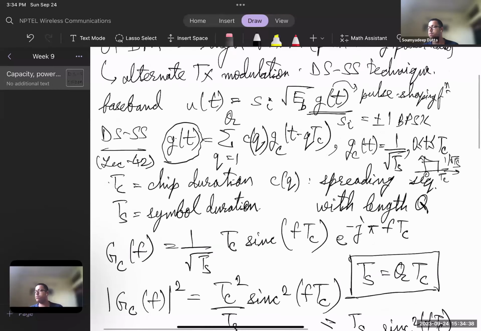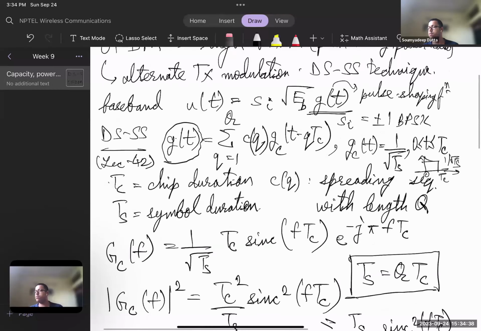But then, as I show here, for the smaller chips, that is gc(t), since this is the formula, a rectangular function again becomes a sinc function in the Fourier domain. If you take the magnitude of that, you get Tc squared by Ts sinc squared(fTc). And since the symbol time and the chip time are related by this factor Q, which is the spreading sequence length, you can just substitute the chip duration.